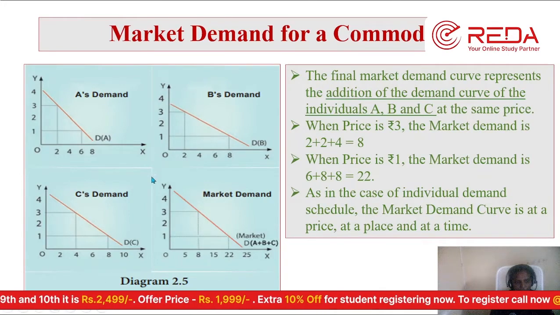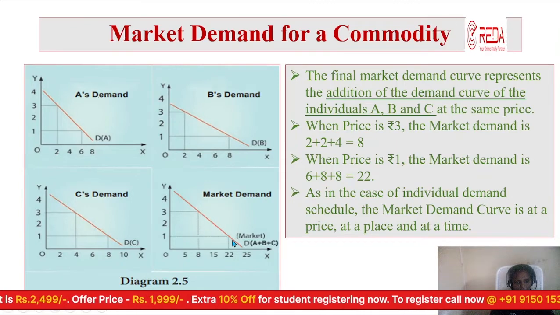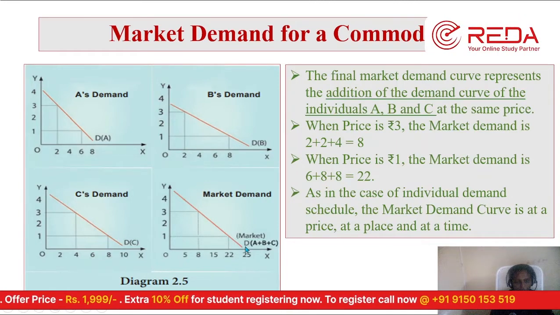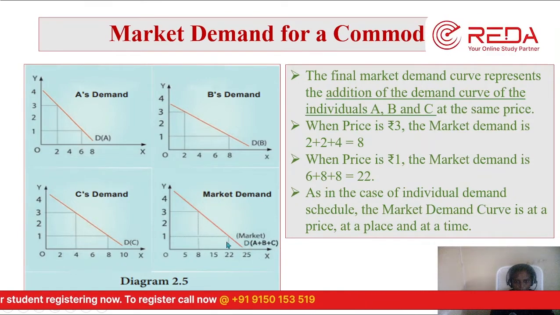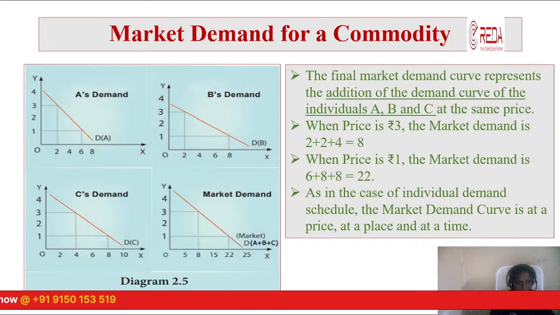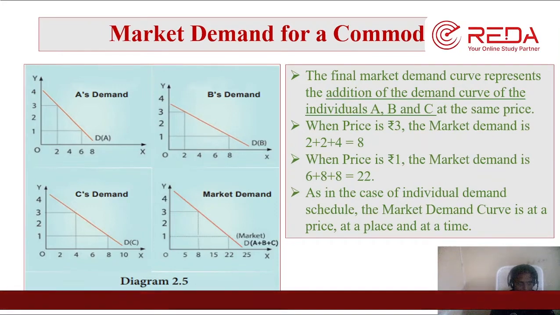So when you join both the quantity demanded and prices, you will get a demand curve, the common demand curve of all the three individuals, which we call the market demand curve. Okay, so the concept is very simple, and the particular place and particular time period is very, very important.